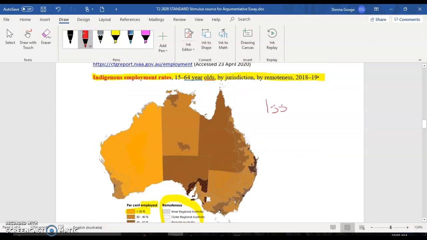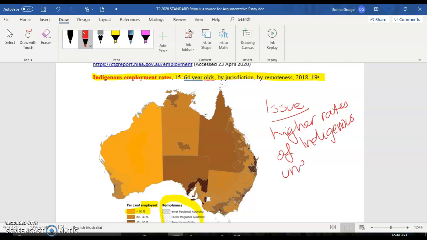I've got my issue: higher rates of Indigenous unemployment in the same area.